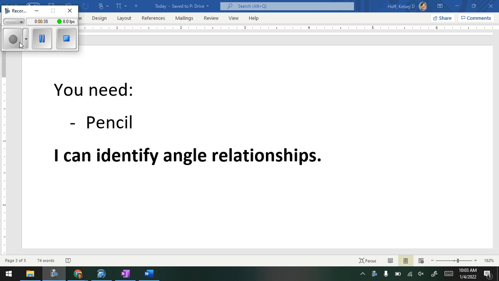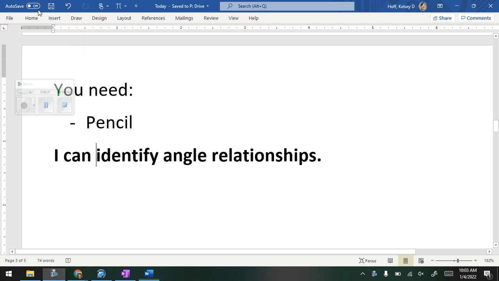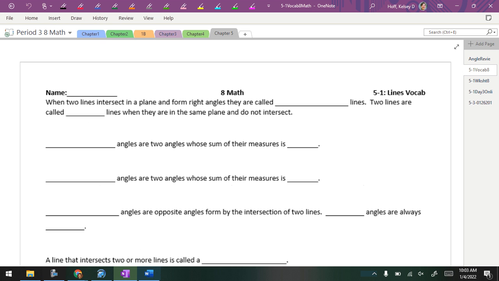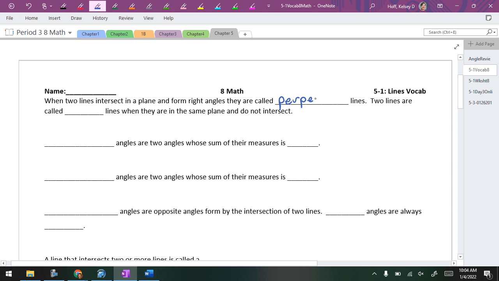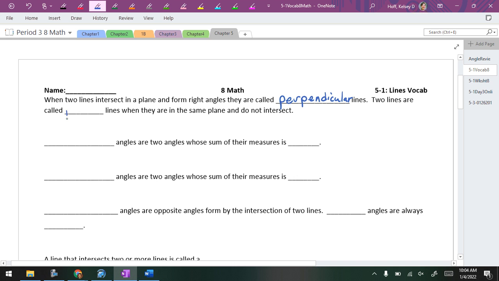So the front half of this is just writing down what our words mean, and then we're going to identify them. Some of this you already know. When two lines intersect in a plane and form right angles, they are called perpendicular lines. P-E-R-P-E-N-D-I-C-U-L-A-R. Perpendicular lines. Two lines are called parallel. P-A-R-A-L-L-E-L. When they are in the same plane and do not intersect.